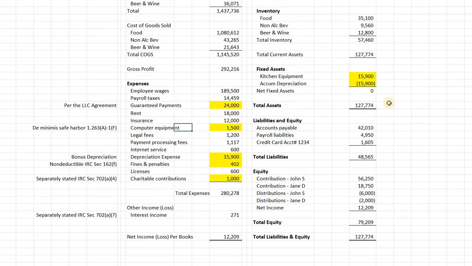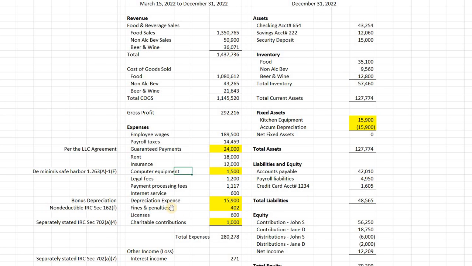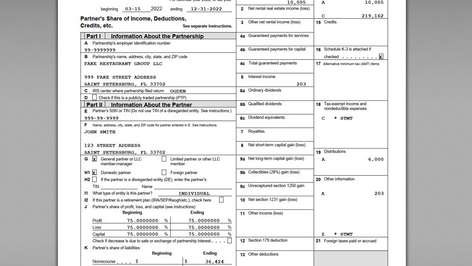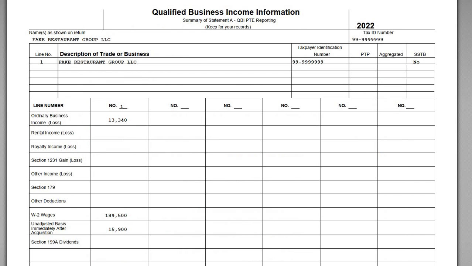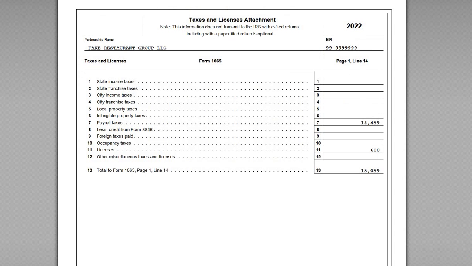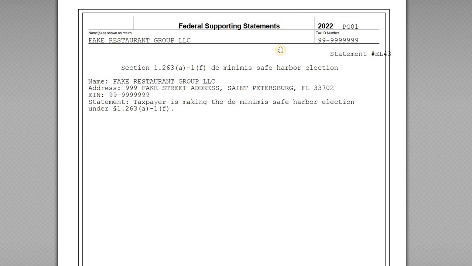We don't have to put them up here in the fixed asset category and capitalize and depreciate it, deal with bonus depreciation, 179, none of that. So what we do on the return is we go ahead and we just deduct those costs like we normally would, but we have to attach a statement. So we attach a supporting statement that takes the election.